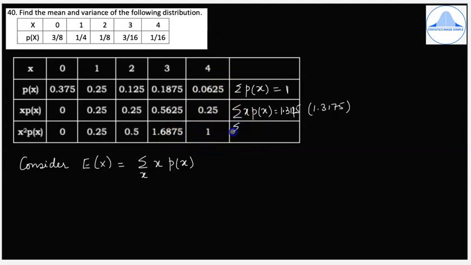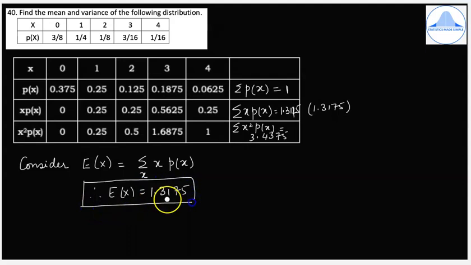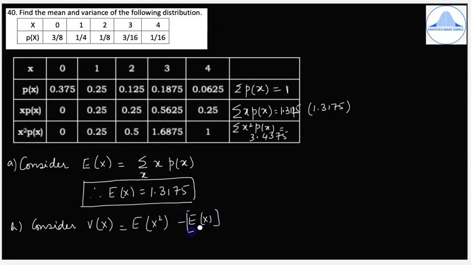So next find out summation x squared p of x, which is equal to 3.4375. So from the table we have the mean, that is expectation of x, is 1.3175. Next, they have also said that we have to find out the variance. So let us write down the variance formula. Variance of x is equal to expectation of x square minus expectation of x the whole square.